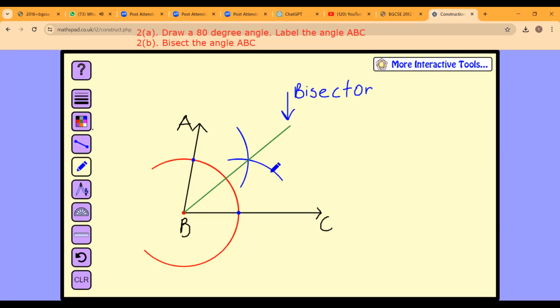Put the compass on BA, the first dot, and draw another arc. And where they intersect, you take the ruler and draw a straight line between. Then we take the protractor and measure each angle to see if they measure 40 degrees. Very good. Very good.